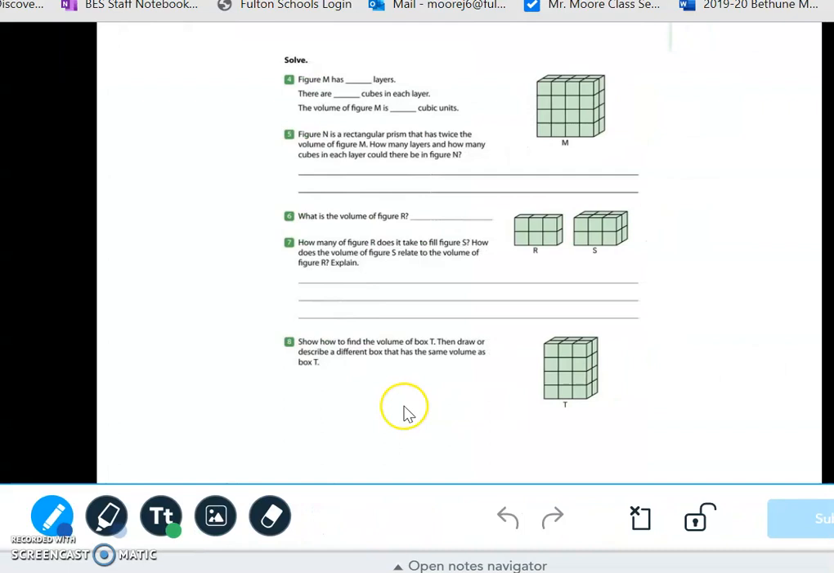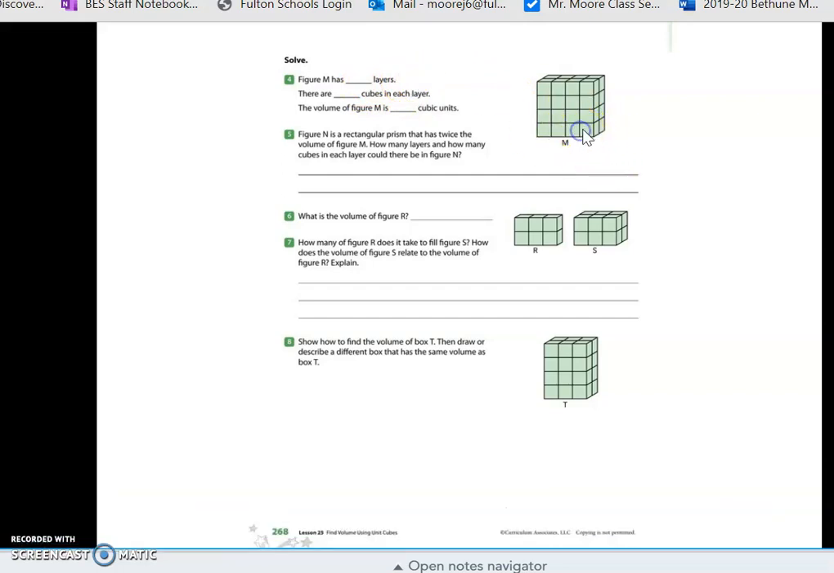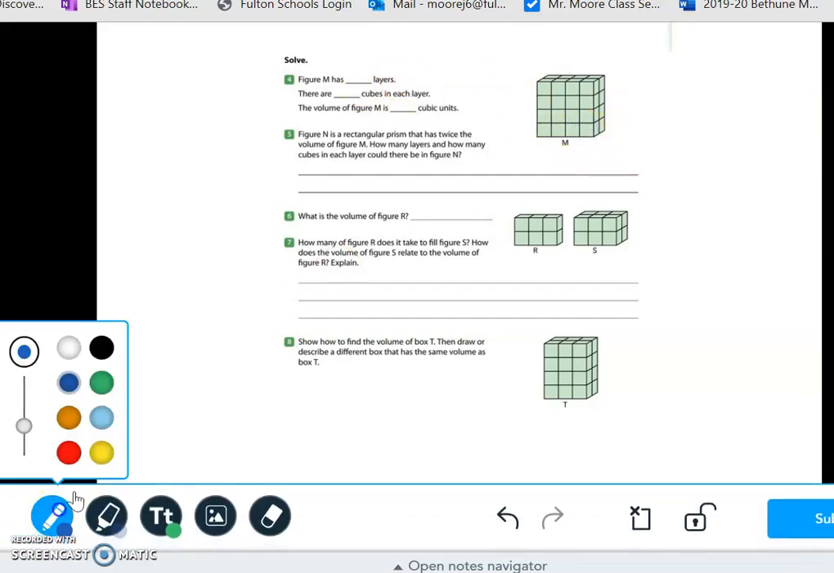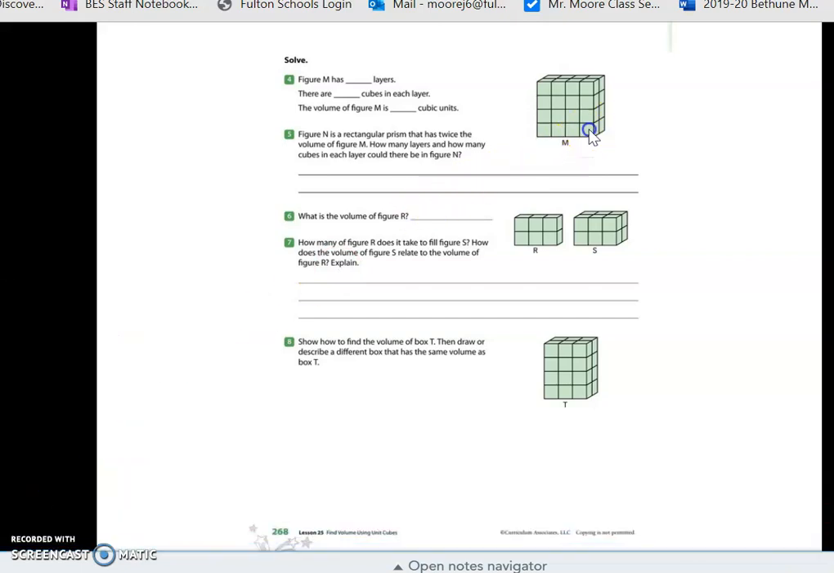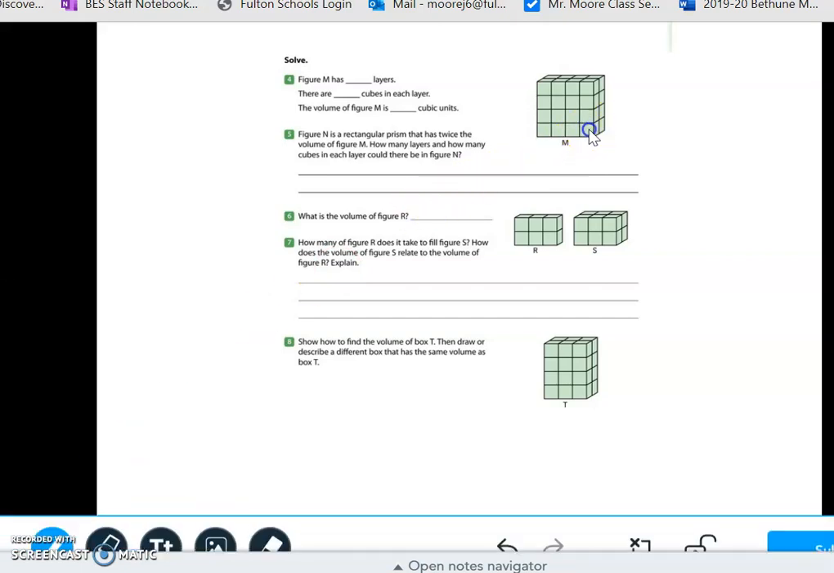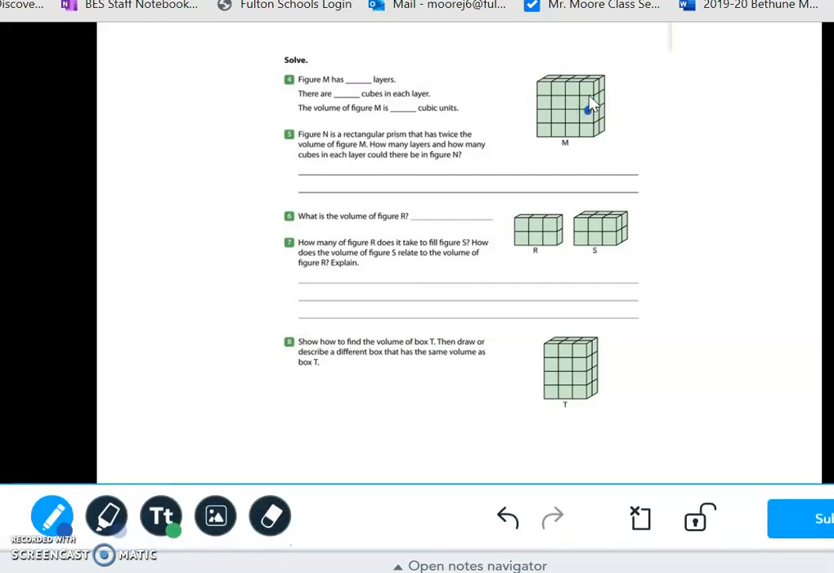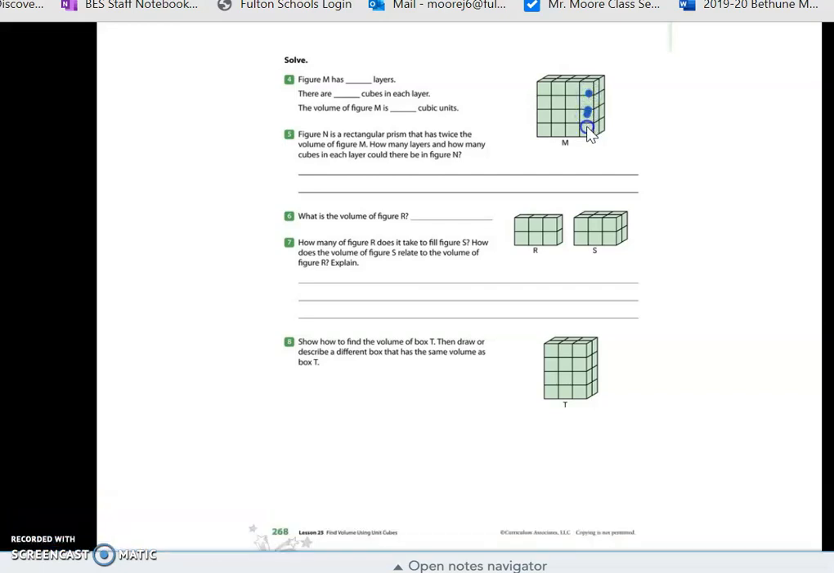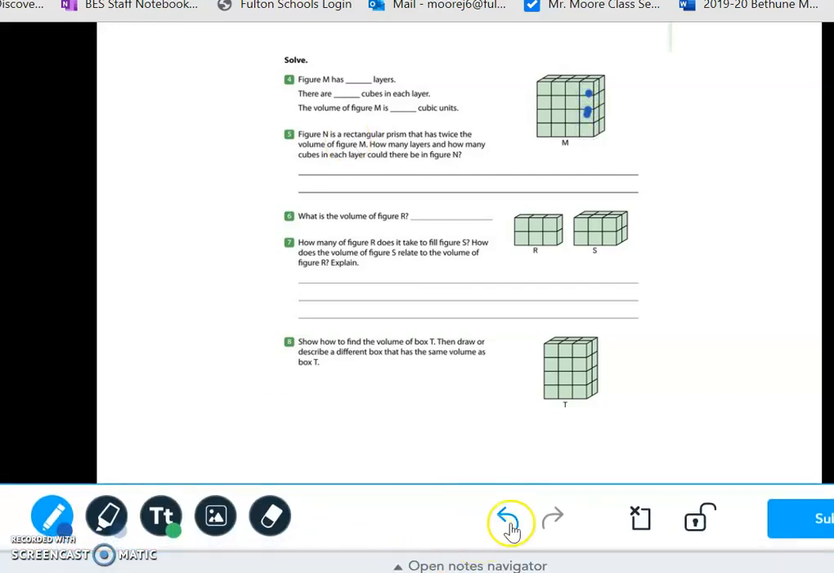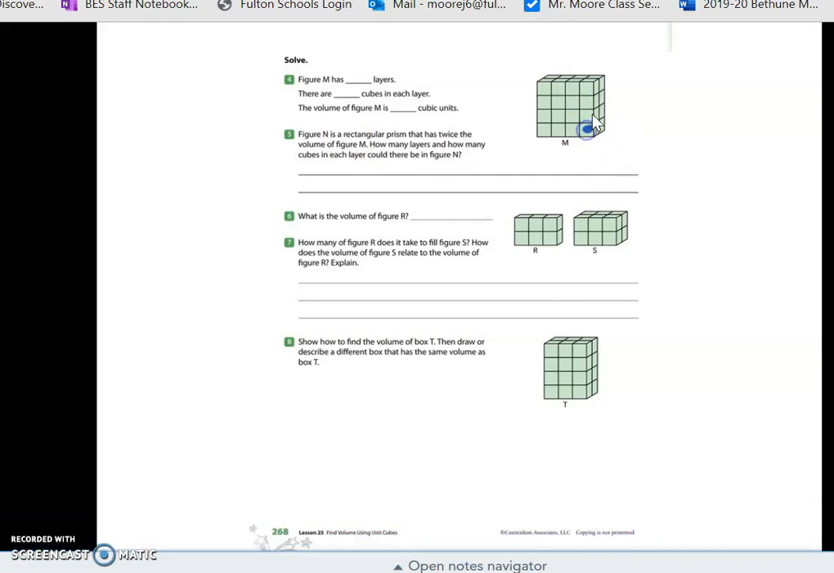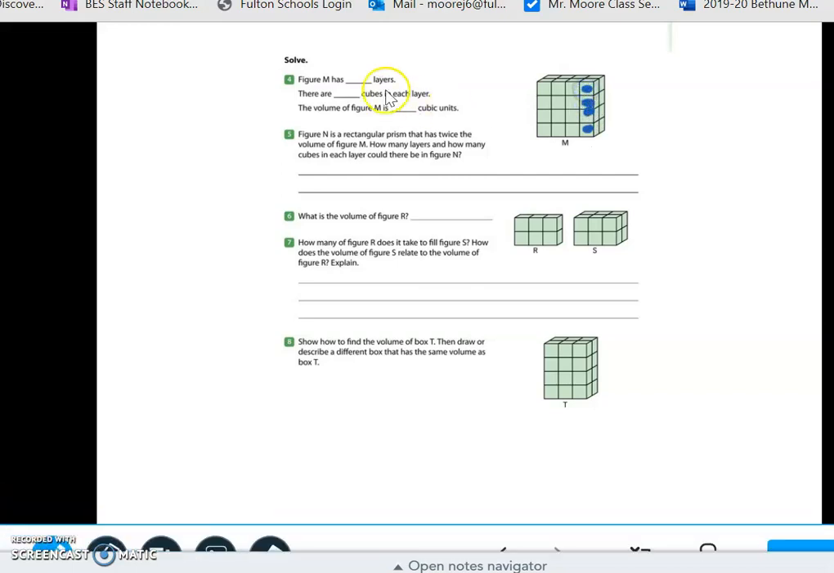Moving to our next page. So then we're looking at figure M. It says has how many layers? How many layers do we have here? Sorry, there's going to be 1, 2, 3, and 4. So we have 4 layers here. Let me get that writing correctly. 1, 2, 3, 4 layers here.